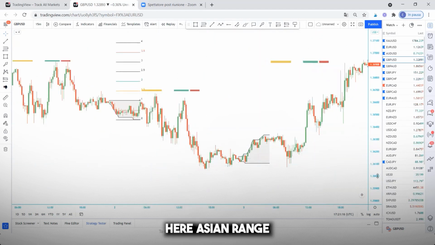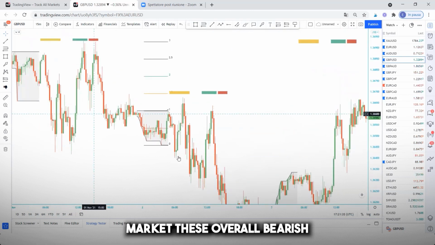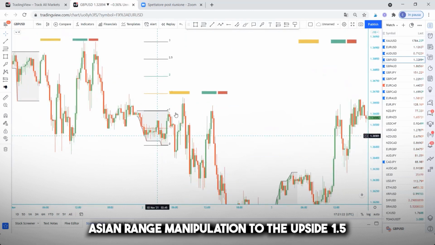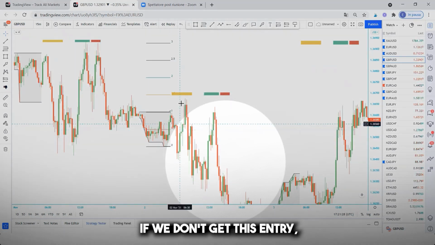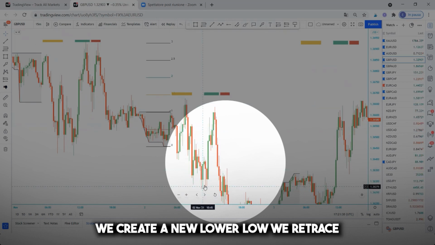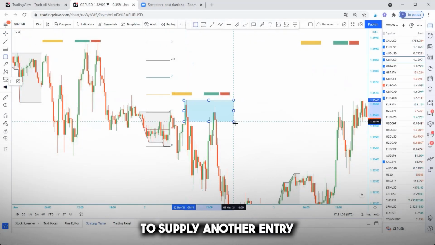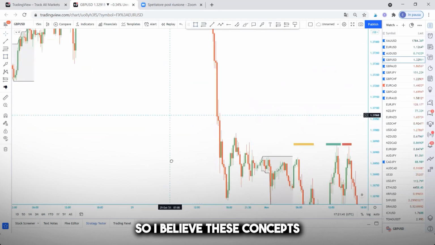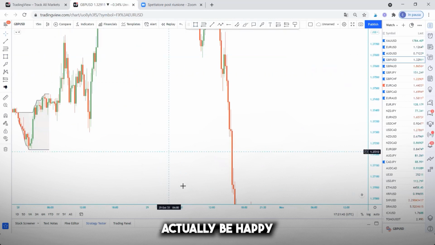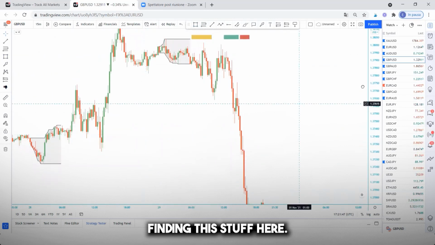Here, Asian range. Where is the direction of the market? Market is overall bearish. Asian range, manipulation to the upside, 1.5 almost, and then continuation to the downside. If you don't get this entry, we create a new lower low, we retrace to supply, another entry, okay? Just to make it understood. I believe these concepts will help a lot of people. Actually, I'm really happy that I'm sharing this stuff with you finally.